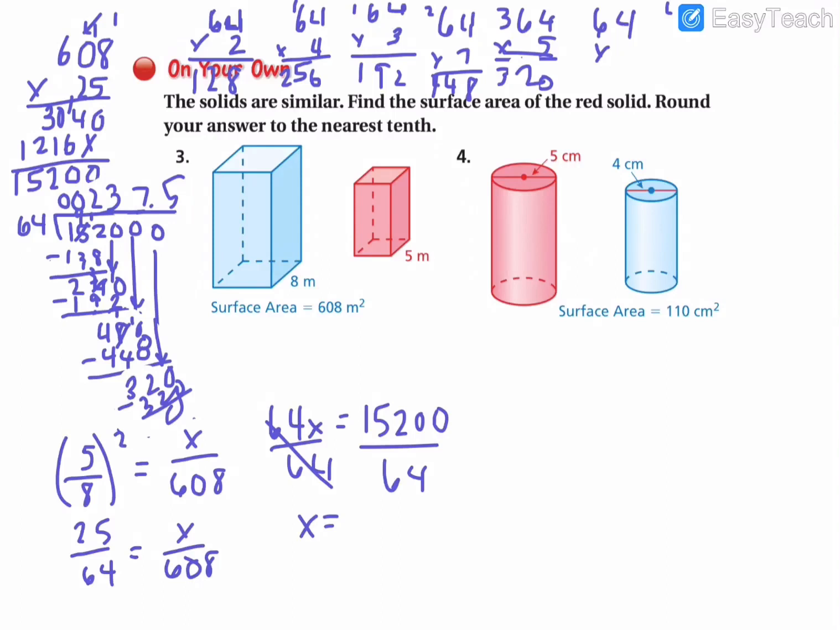Okay, so a lot of calculation involved here, and I think I forgot to write down my final answer here, which was right over here. 237 and 5/10 meters squared. And that was for on your own 3, since we did not do number 4.